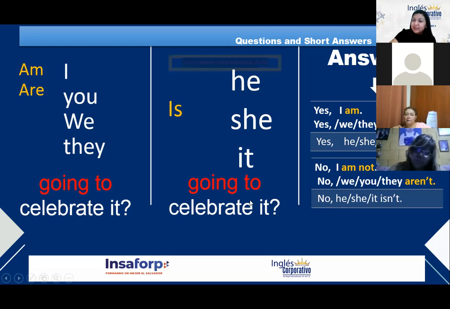Is he going to celebrate it? Yes, he is. Or no, he isn't. Is she going to celebrate it? Yes, she is. Or no, she isn't. Is it going to celebrate it? Maybe, I don't know, the dog. Or maybe a company. Okay, is it going to celebrate it? Yes, it is. Or no, it isn't. Okay? Do you have any questions about the structure of questions using going to?